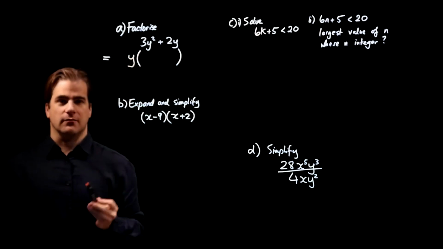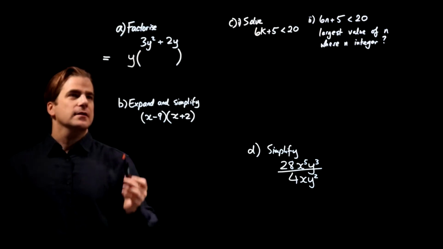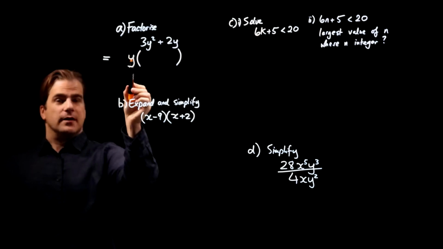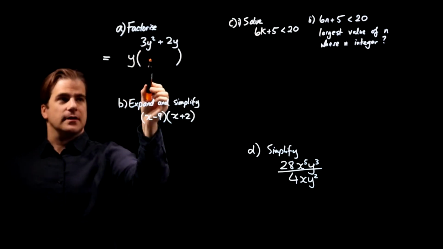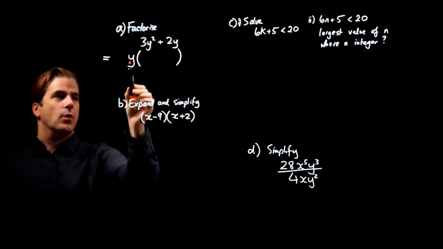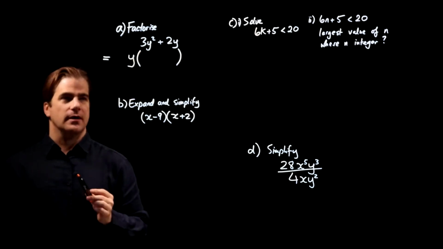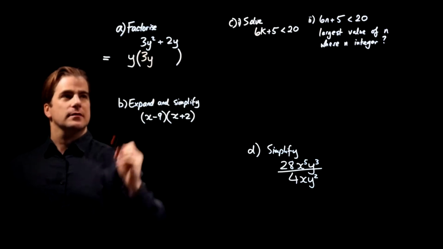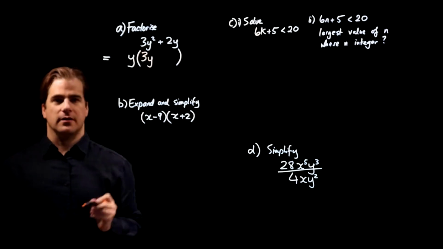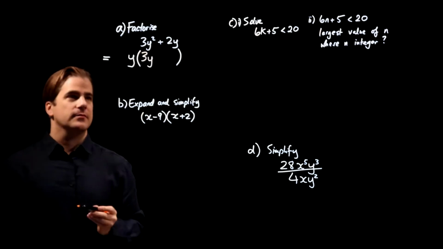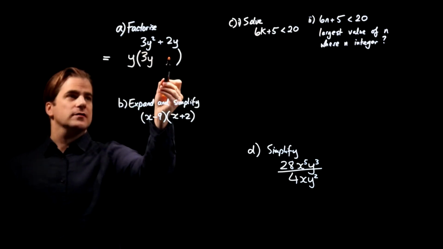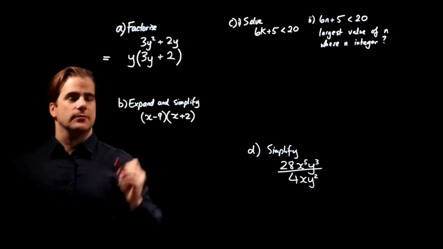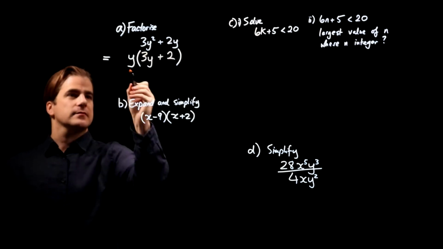So we pull out a y and write it there. And now you ask yourself, what do I have to multiply this by to get that? And that's what we're going to write there. Y times what is 3y squared? Well, y times 3y is 3y squared. So that's what we write there. And the same here. Y times what is 2y? Y times plus 2. And that's it.